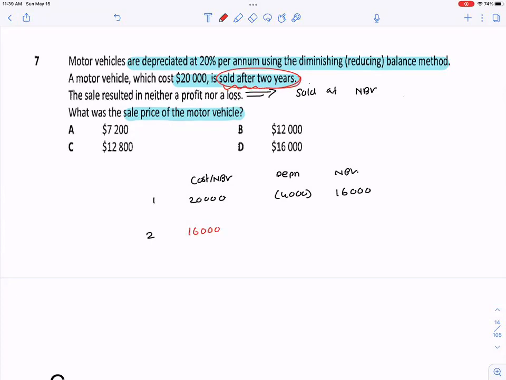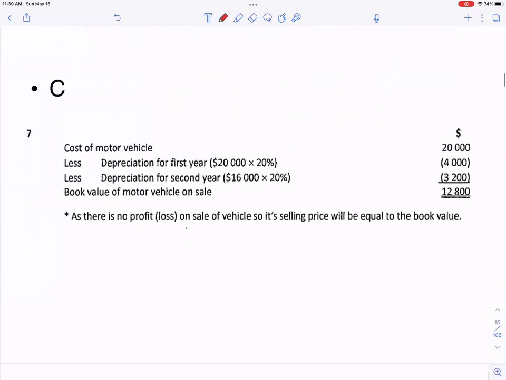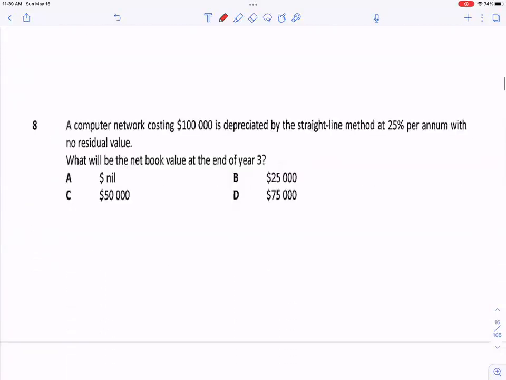C. Okay. Twelve thousand eight hundred, sold after 2 years. After 2 years, the net book value is how much? 12,800. So the answer would be option C.